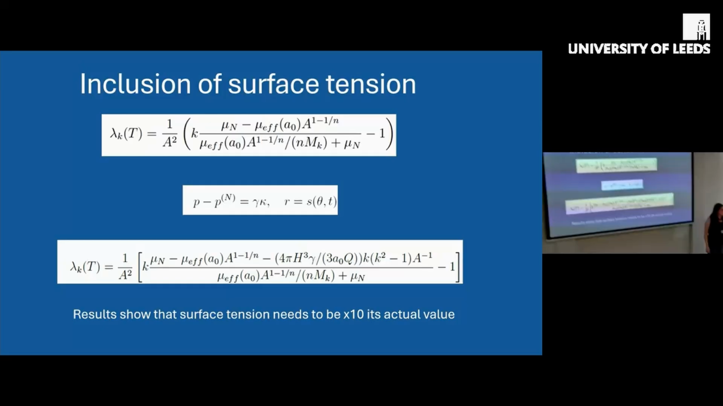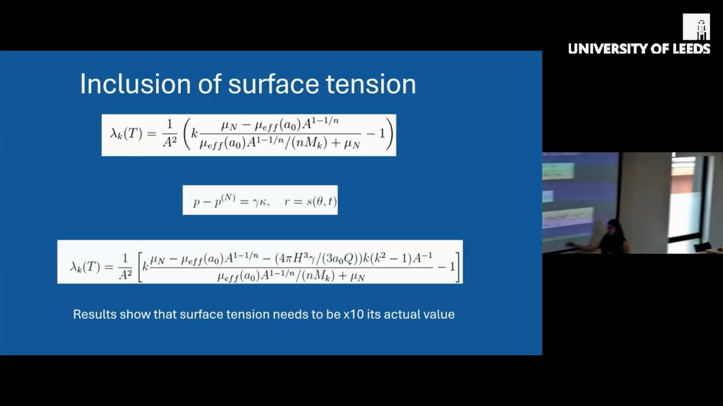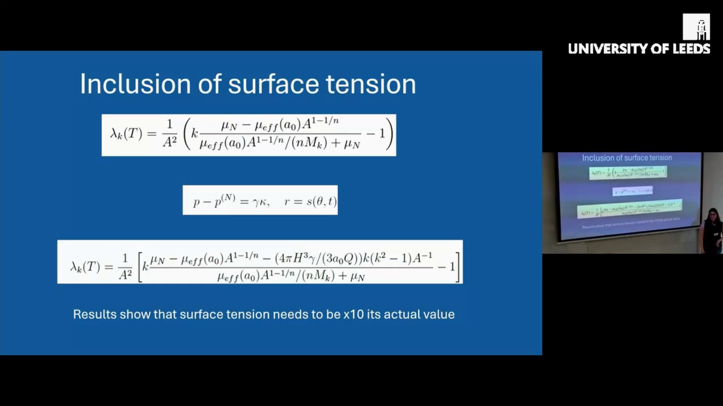Am I running out of time? Perfect. So we've got this stabilizing term here. But what was really kind of interesting is that when I looked at the critical radii with surface tension included, to actually get any kind of reasonable agreement with the experiments, it needed to be about 10 times its actual value, which seems a bit odd.